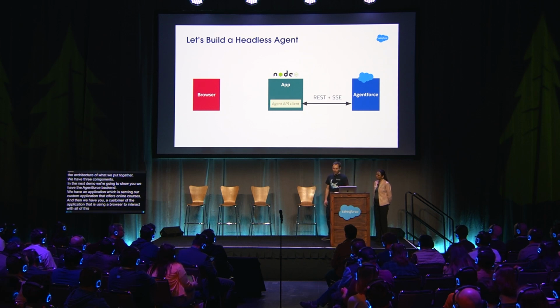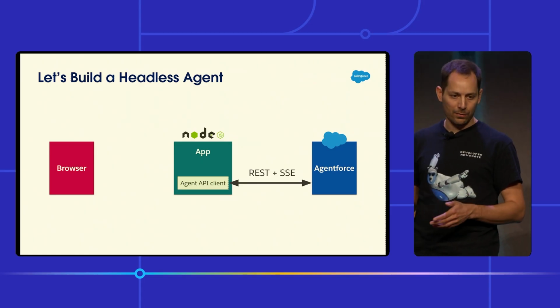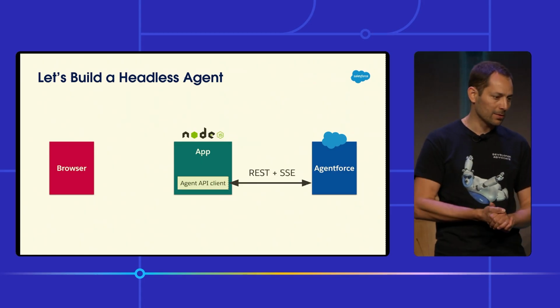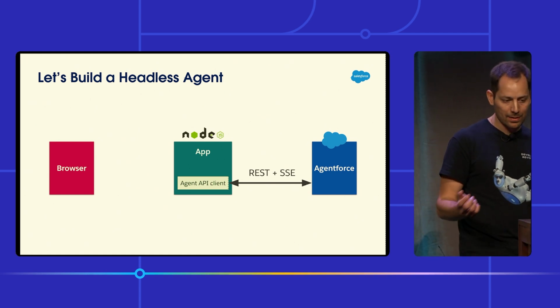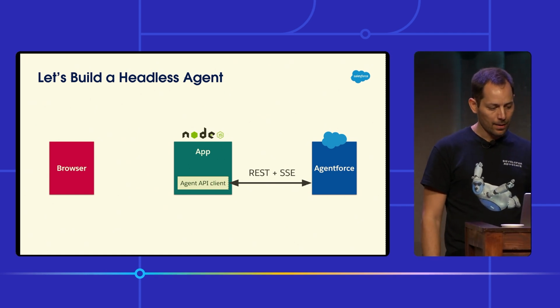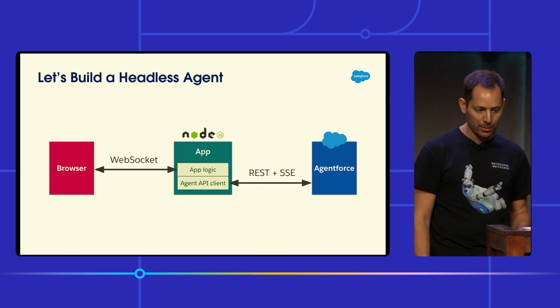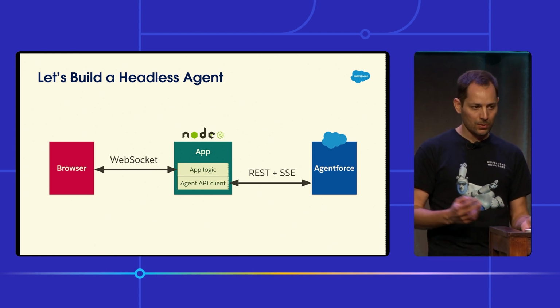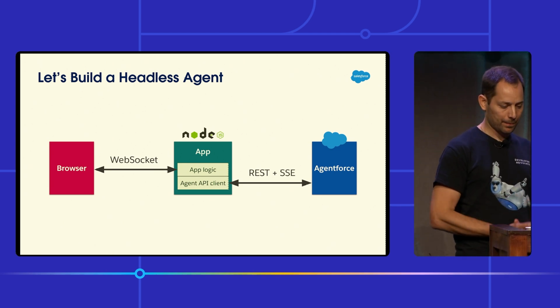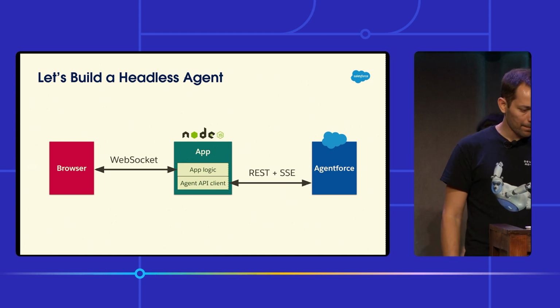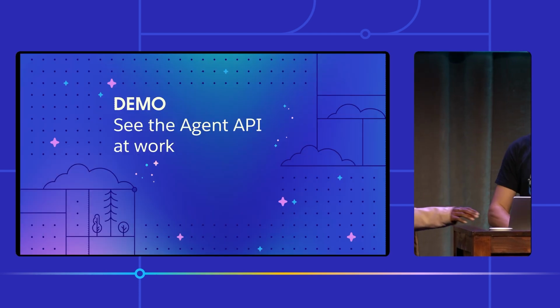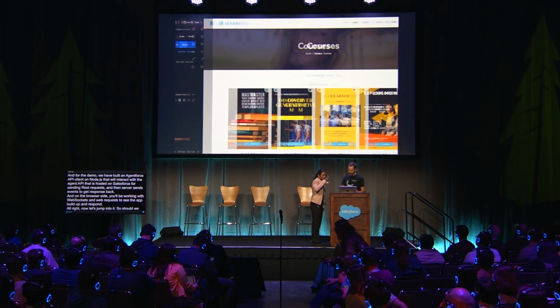And for the demo, we have built an Agentforce API client on Node.js that will interact with the Agent API that is hosted on Salesforce, first sending REST requests and then server-sent events to get the response back. And on the browser side, you'll be working with WebSockets and REST requests to see the app build up and respond. All right, now let's jump in it. So should we show a headless agent?